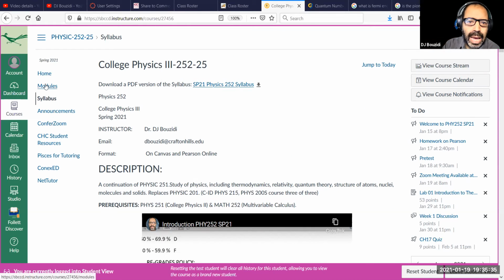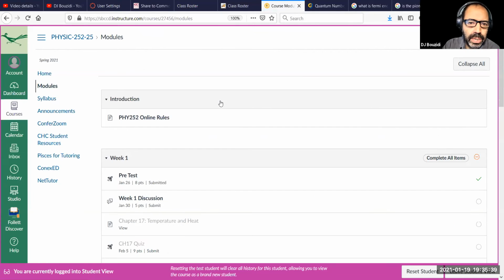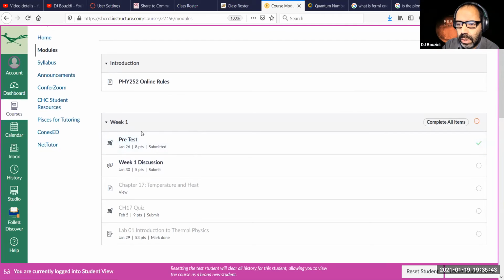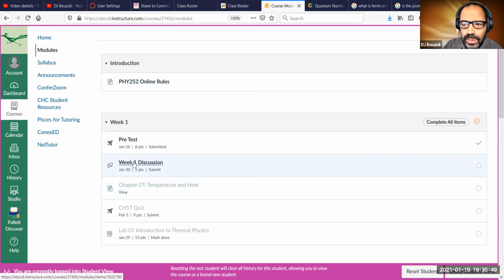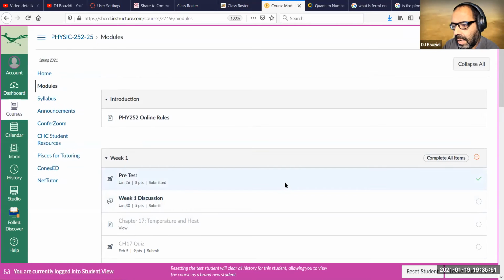The main page you need to be at is the modules page, okay? That's where everything is. So the modules page, as you can see, it's sequential. You cannot jump to something. Right now it's great because I didn't finish this task.